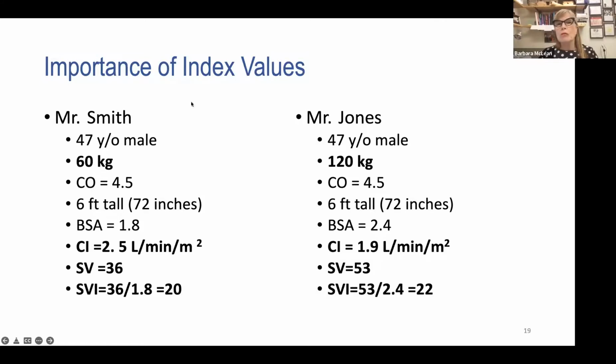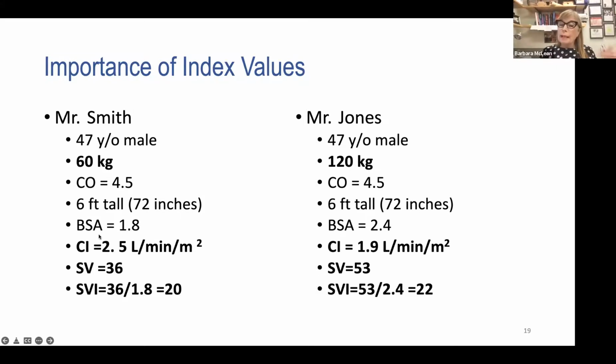So why do we need to look at the body surface area? Well, let's go back to Mr. Smith and Mr. Jones. Mr. Smith weighs 60 kgs. Mr. Jones weighs 120. Remember, they have the same cardiac output and they have the same basic height. But Mr. Smith's BSA is 1.8 and Mr. Jones' BSA is 2.4. So now I'm going to take the cardiac output divided by my patient's BSA, okay? So divided by my BSA will give me the cardiac index. So Mr. Smith has a cardiac index of 2.5.